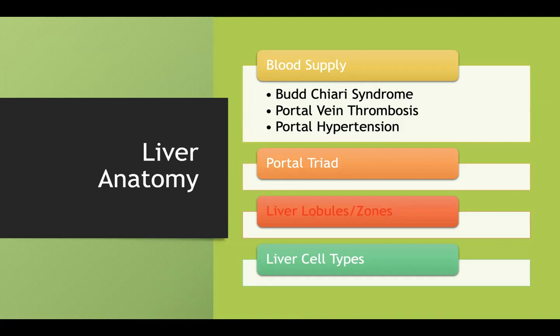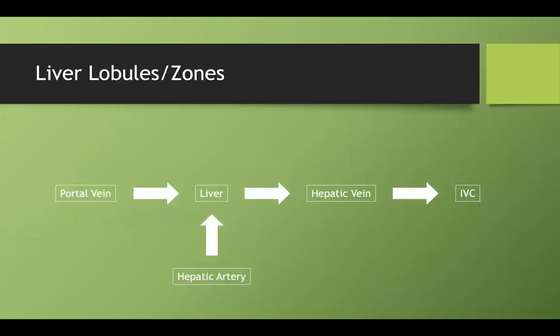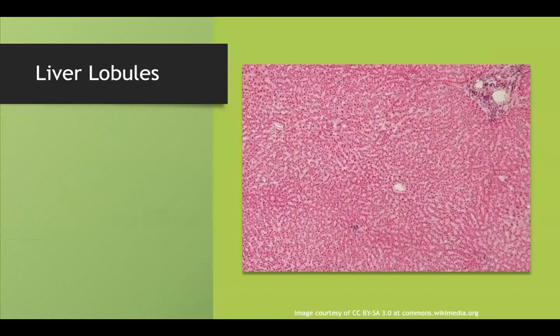And this is a good segue because the portal triad is very anatomically associated with the liver lobule. So remember that the liver receives blood supply through both the portal vein and hepatic artery. So how does that actually work in practice? Well, what happens is that the liver is set up in a way where you have countless lobules. And portal triads will border each of these lobules.